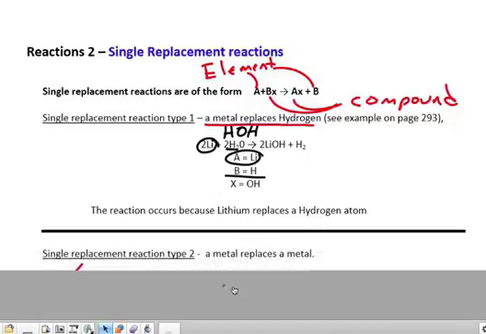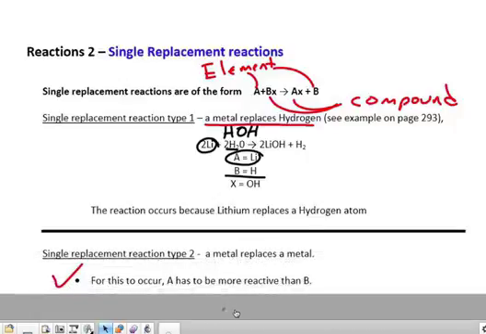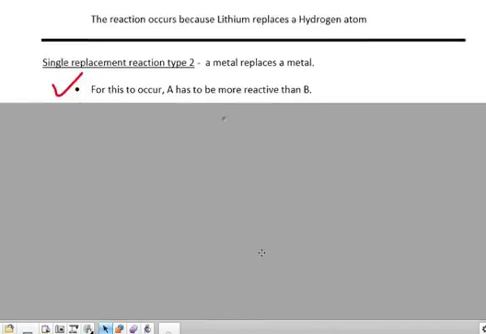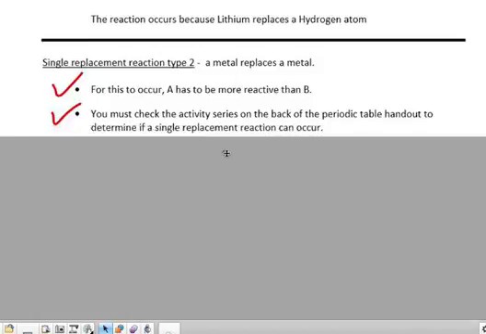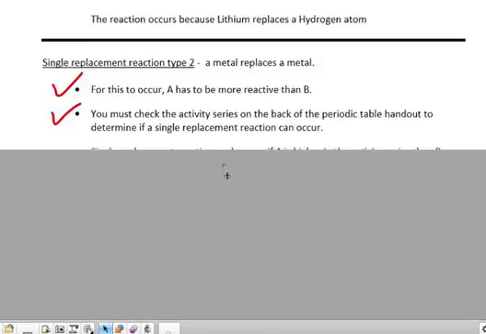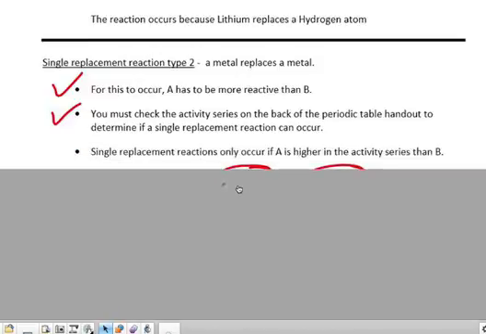The second type of single replacement reaction is where you have a metal replacing a metal. And this is much more common than the first type. And you have to do a little work on these. You have to determine if A is more active than B. And you do that by looking on the back side of your periodic table, and there is an activity series. The reaction will occur if A is higher in activity than B.